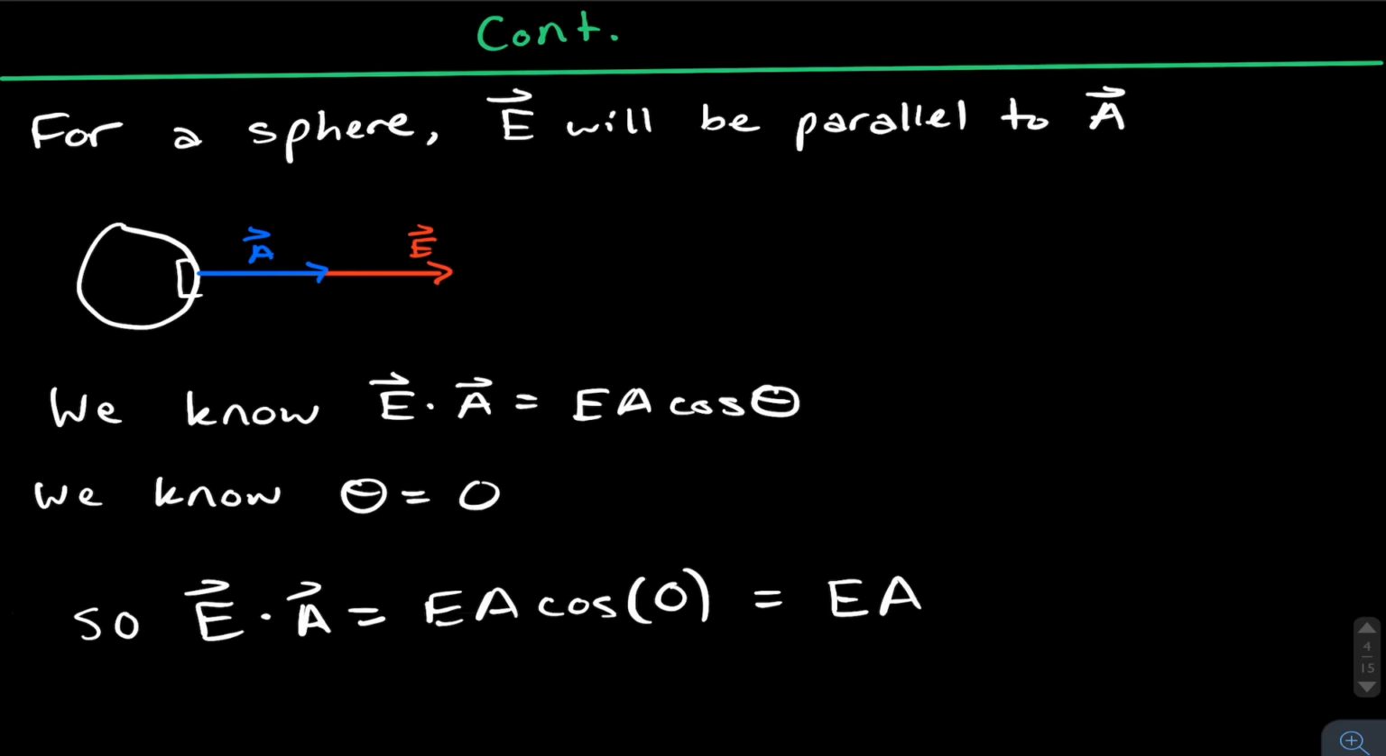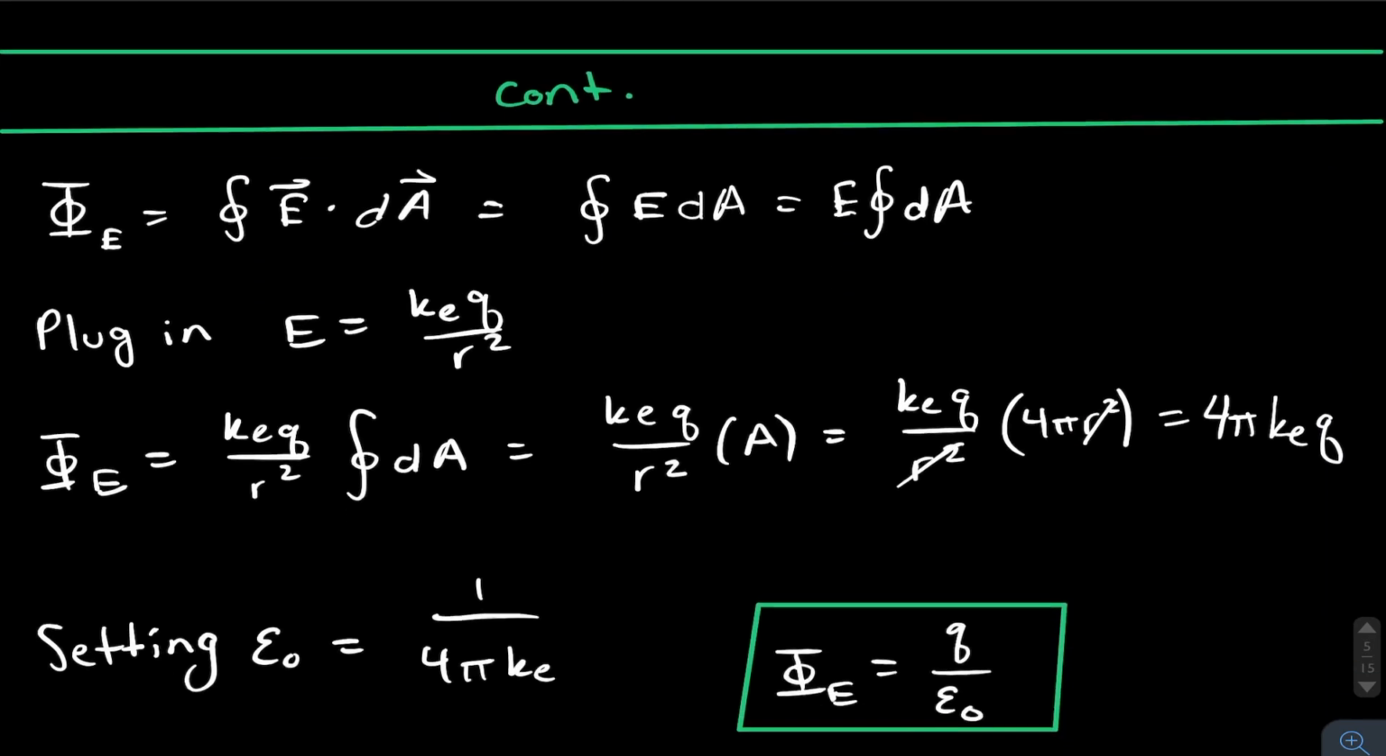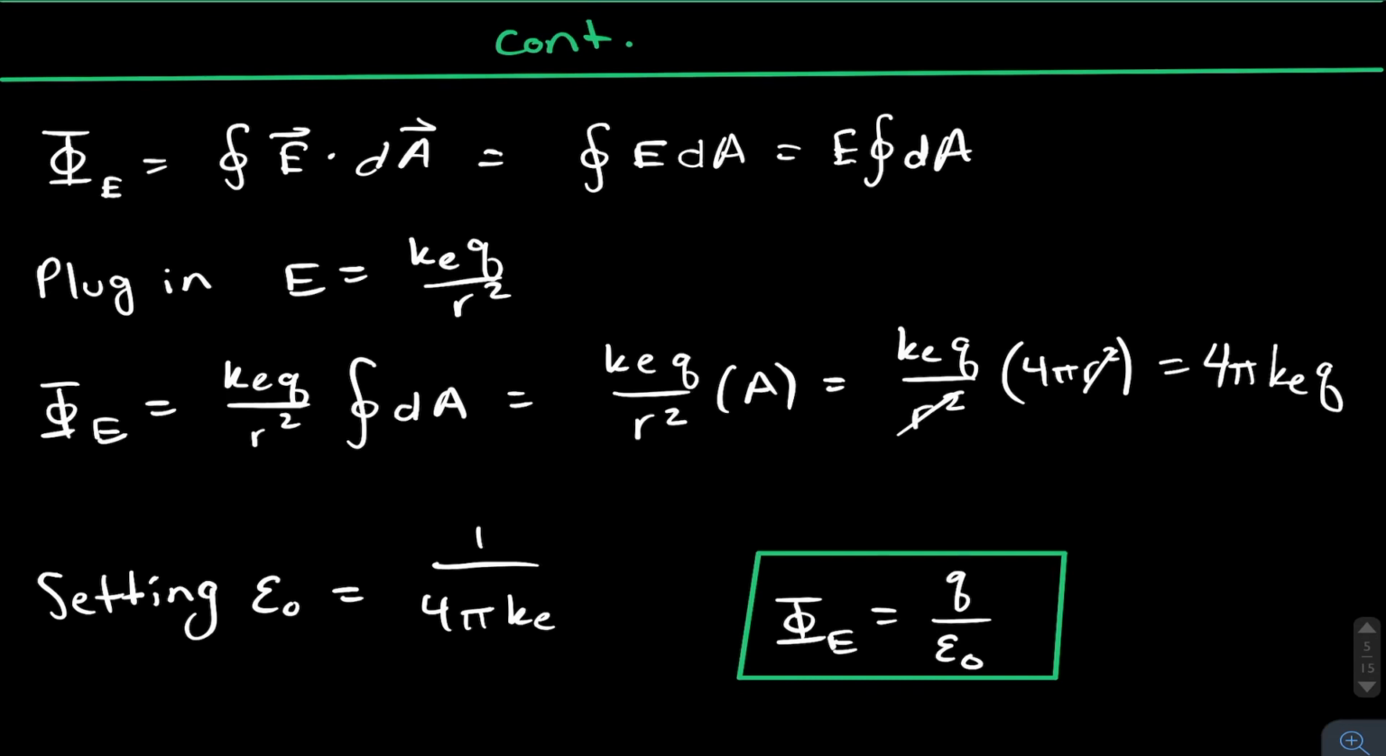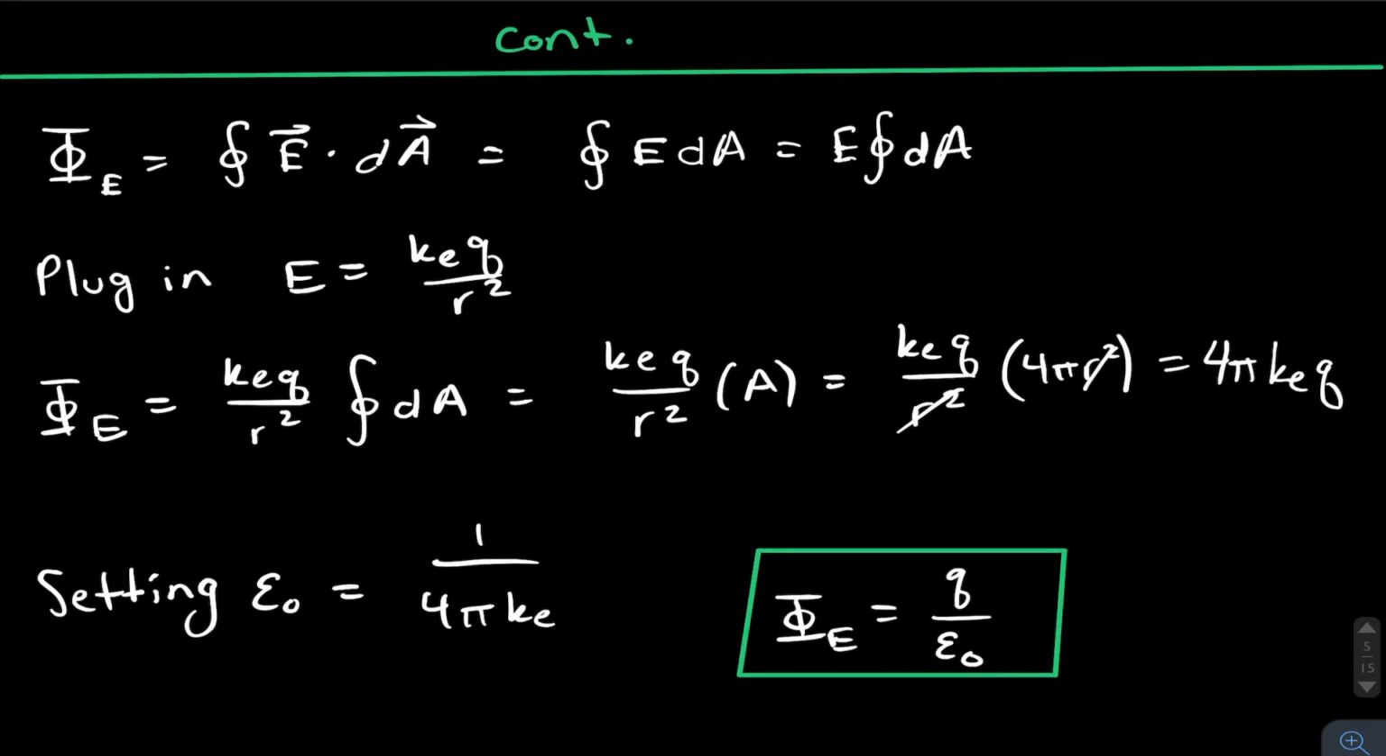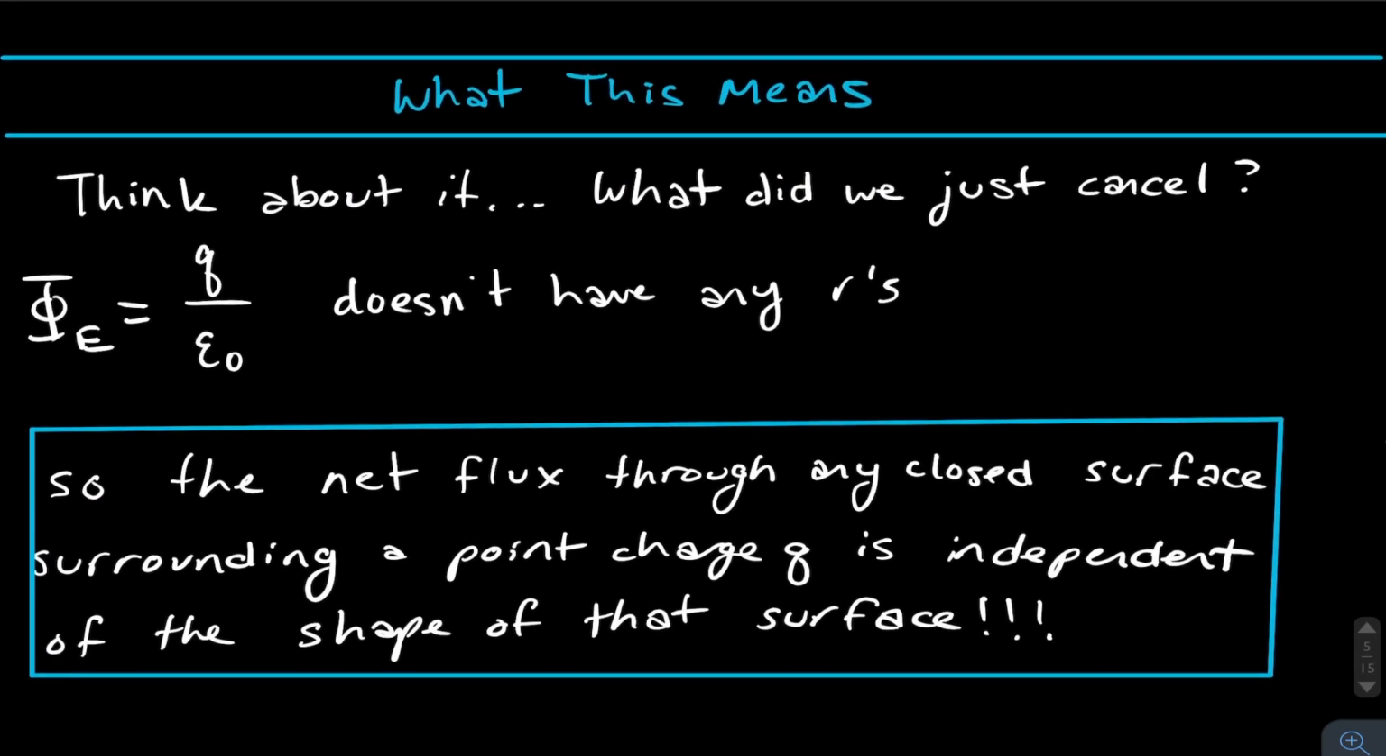But we used it, we kind of started off with a sphere. We said E is going to be parallel to A, so we know that E dot A is just EA. Okay, we plugged in what we know that the electric field is for a sphere. So we found that our electric flux is just the charge over epsilon naught. Okay, and we talked about what it means.